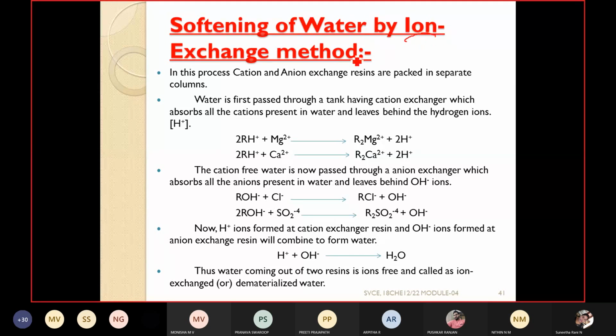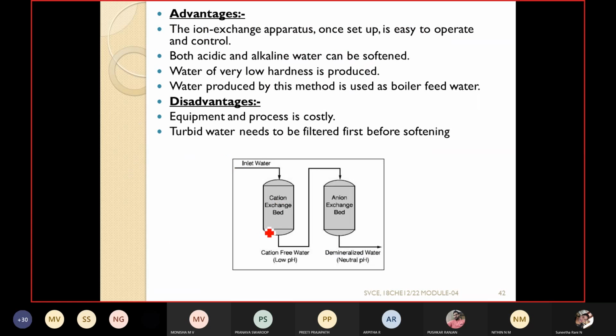What is the ion exchange method? Ion exchange method is a process of cation and anion exchange with the help of cation resins and anion resins packed in separate columns. So what is the reaction involved here? Say, for example, this is the resin present in the tube. We have one chamber, and we have another. I'll show you the diagram. Here we have one cation exchange bed, and here we have an anion exchange bed.